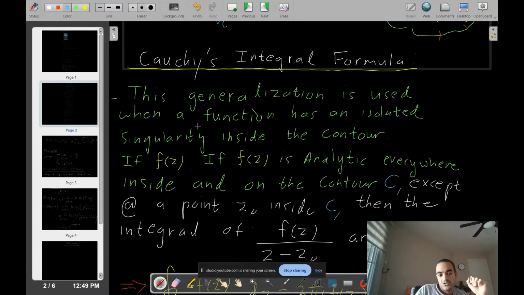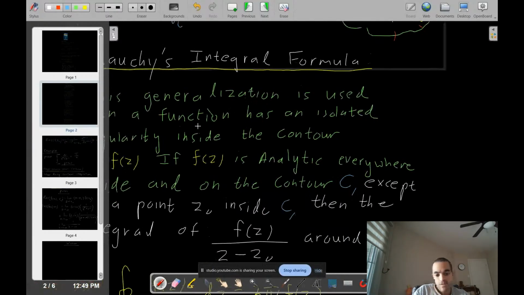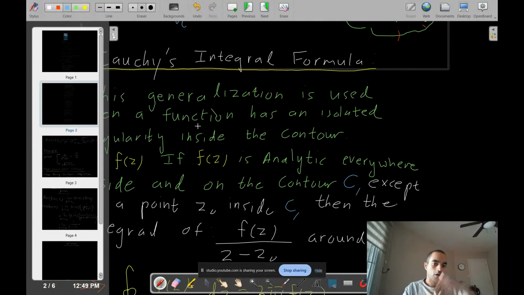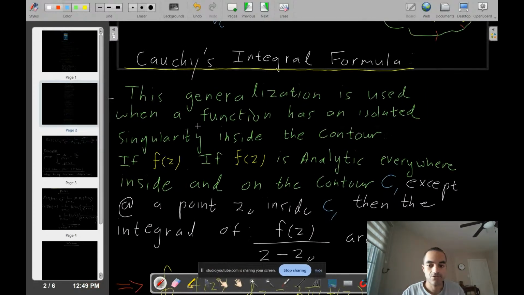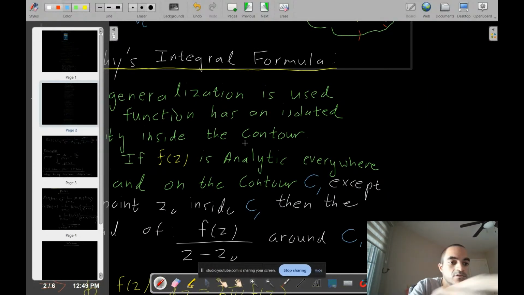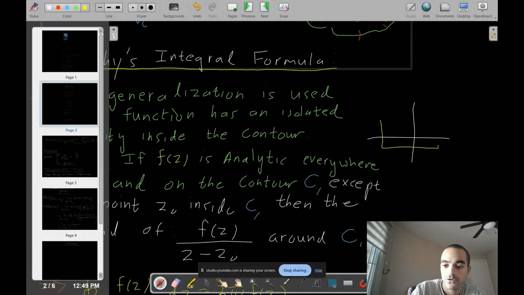Again, I'm going to repeat: this generalization is used when a function has an isolated singularity. That means it's inside the contour. It has to be inside the contour, not outside the contour. This is why it's very important, when you have long blocks of paragraph text for a theorem, formula or definition, to draw it out. So let's say you have a contour, doesn't matter. I might make a rectangular contour this time, all 4 quadrants.